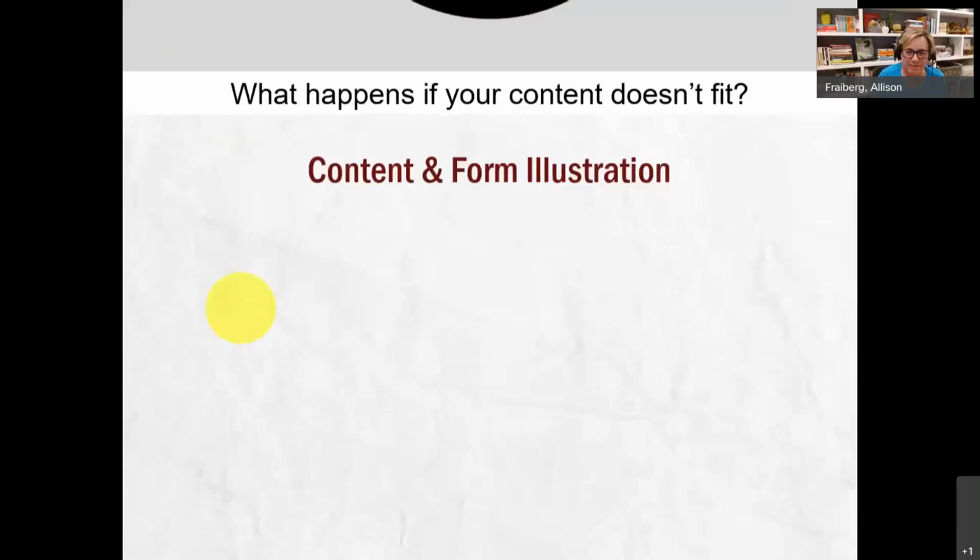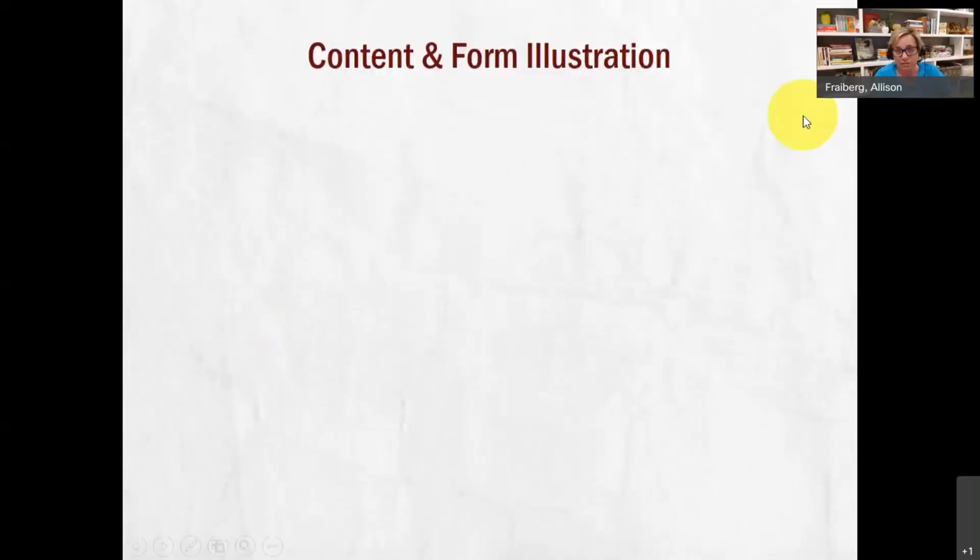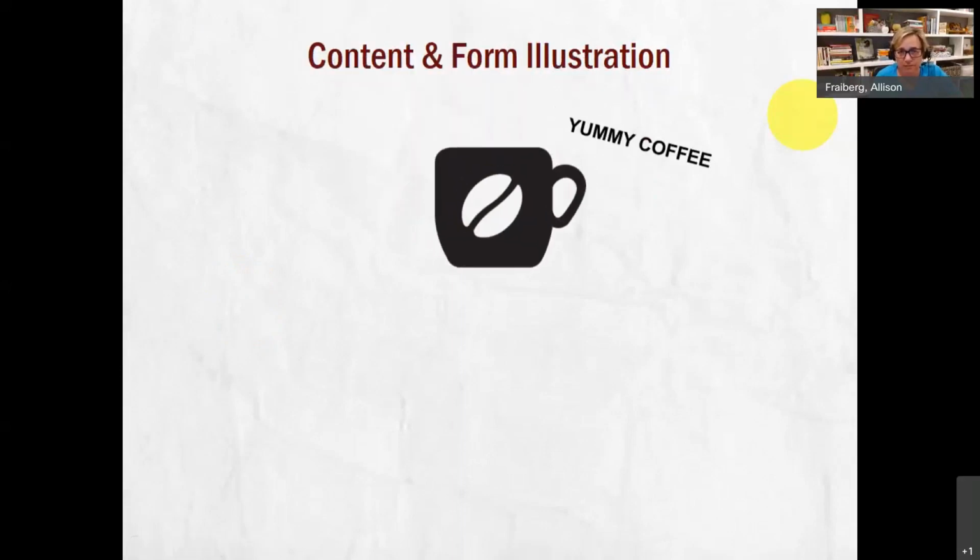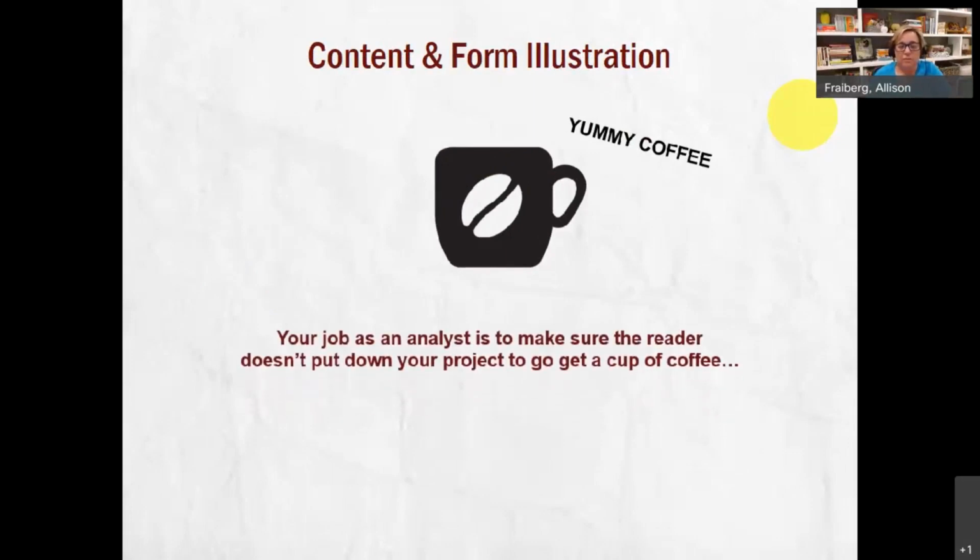Let's try to get away from bad technique too. Let's do a couple of illustrations about bad technique number 2. So this is a yummy cup of coffee because almost all cups of coffee are yummy. Your job as an analyst is to make sure a reader doesn't go get a cup of coffee while they're reading your project. Because as soon as someone leaves your project, for whatever reason, coffee's the example here, they're never coming back. They're moving on to the next project. So you have got to make sure that when people start reading your writing project, they finish.